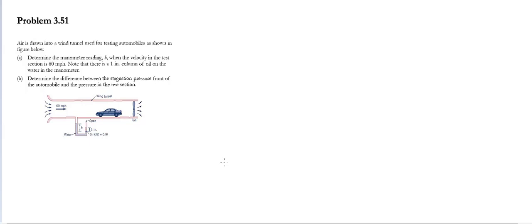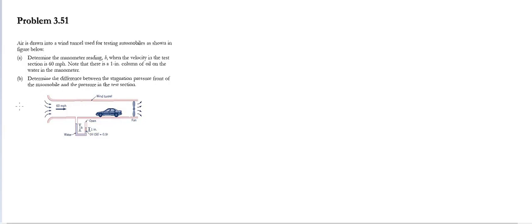Problem 3.51. In this problem, there is air that is drawn into the wind tunnel used for testing a car as shown in the figure below. We need to determine the manometer reading h when the velocity in the test section is equal to 60 miles per hour. Note that there is a 1-inch column of oil on top of the water in the manometer. We also need to determine the difference between the stagnation pressure in front of the car and the pressure in the test section. Okay, to start this analysis, we are going to choose the test points we're going to use.